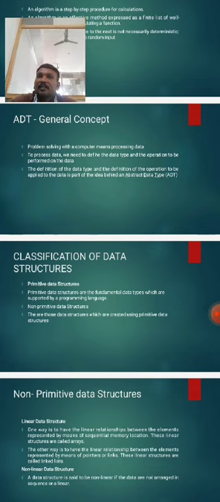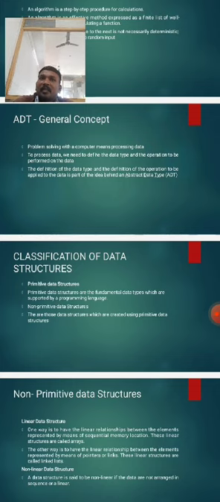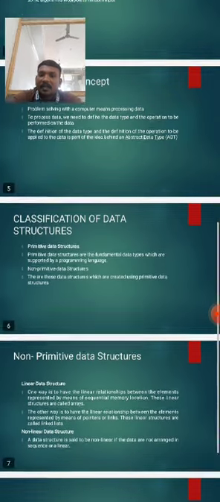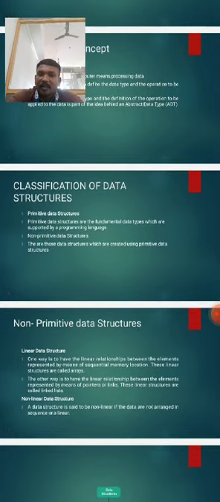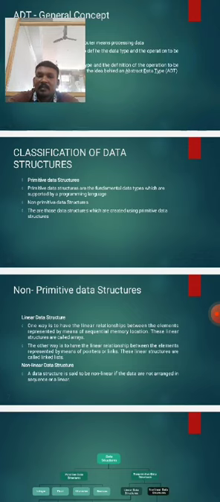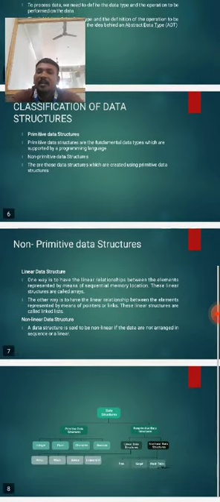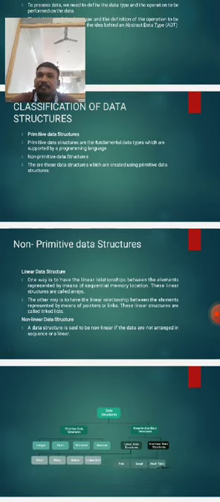Why is it called non-linear? Because the data is not stored in a sequential order. A data structure is said to be non-linear when the data are not arranged in sequential order. That is a non-linear data structure.